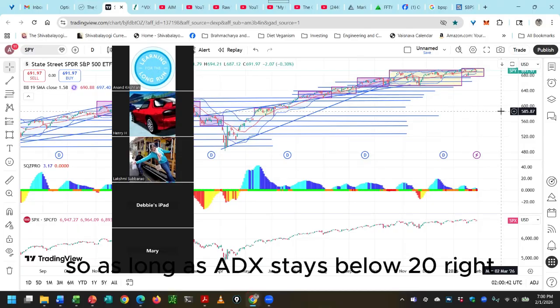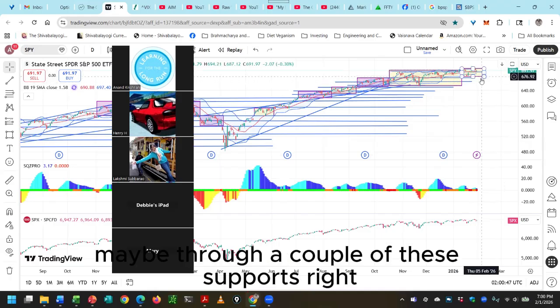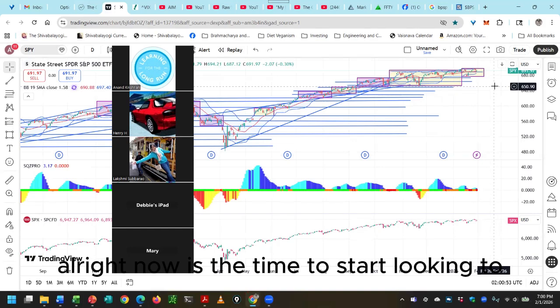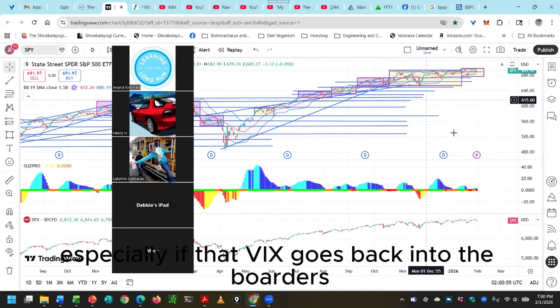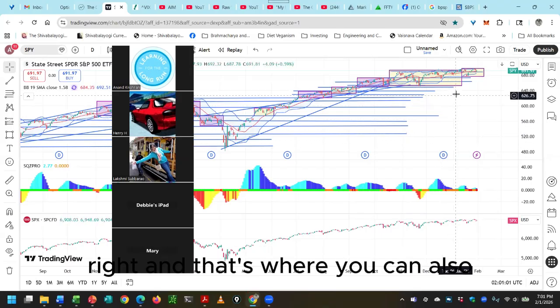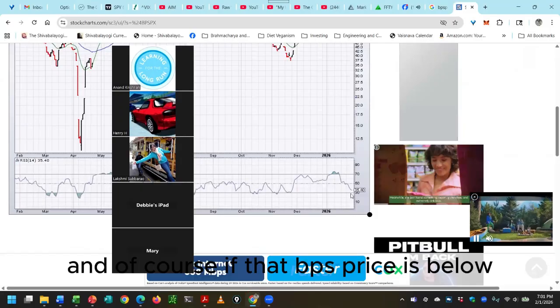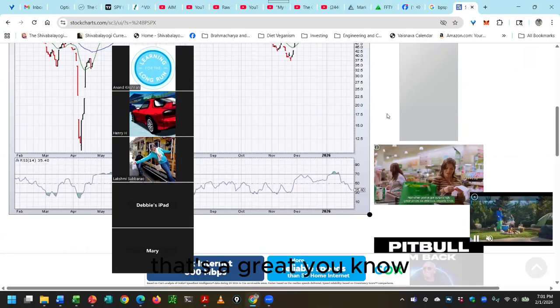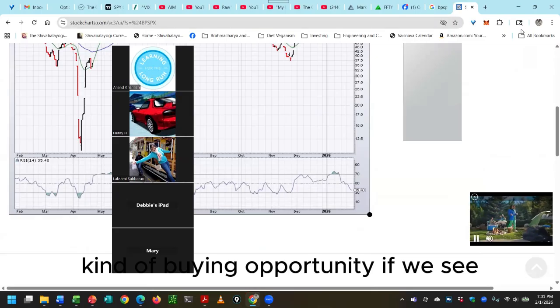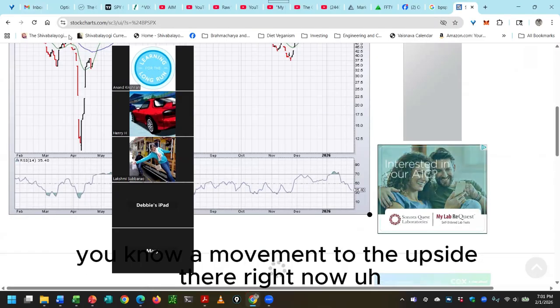So as long as ADX stays below 20 and this thing drops through a couple of these supports, now is the time to start looking to buy again, especially if the VIX goes back into the Bollingers. That's where you can also maybe pick up a couple of calls. And of course, if BPSPX is below 30, that's a great buying opportunity if we see a movement to the upside.